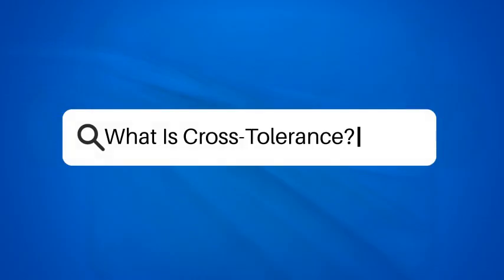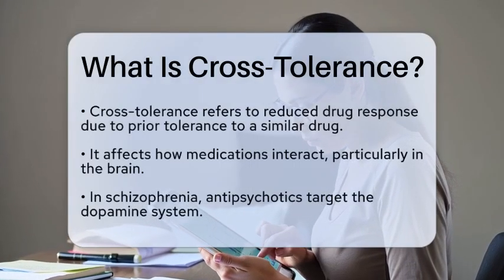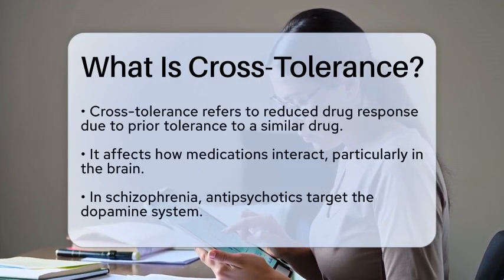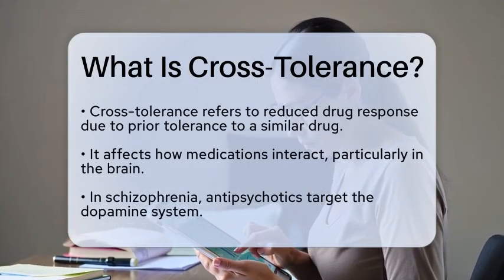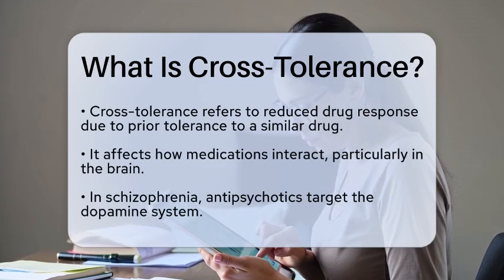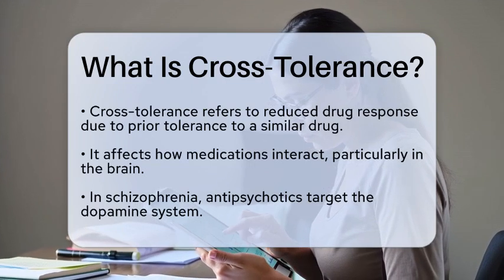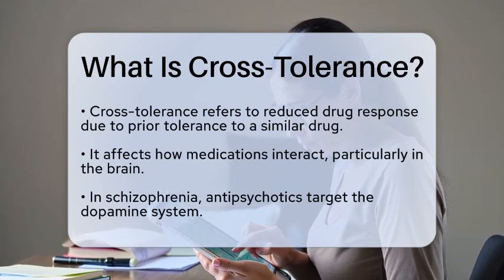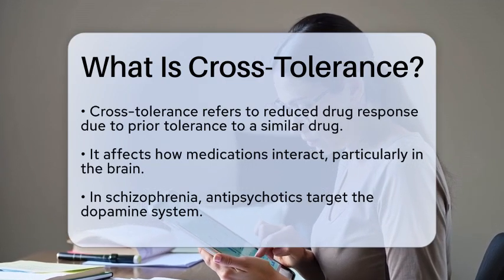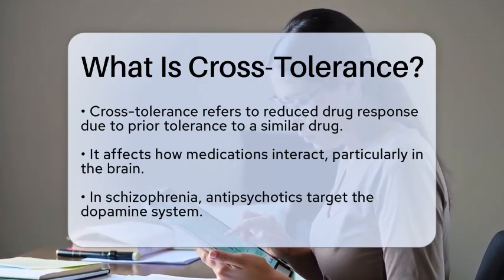What is cross-tolerance? Have you ever wondered how one medication can affect the response to another? This is where the concept of cross-tolerance comes into play. Cross-tolerance occurs when the body becomes less responsive to one drug because it has already developed a tolerance to another drug that works similarly. This means that if you have been using a medication that affects the brain in a certain way, you might not respond as strongly to a different medication that targets the same areas.